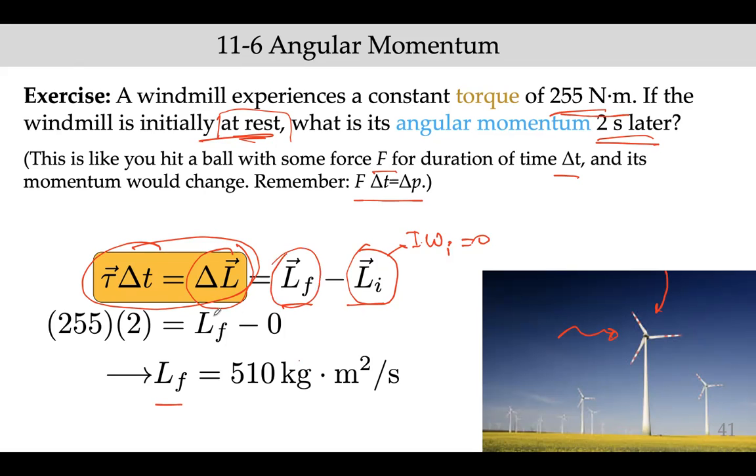L final, we don't know. We're going to calculate it. The torque is given, 255. The time is given, 2 seconds. So if you multiply these two, you will find the final angular momentum, because of the torque, will be 510 kilogram meter squared per second.